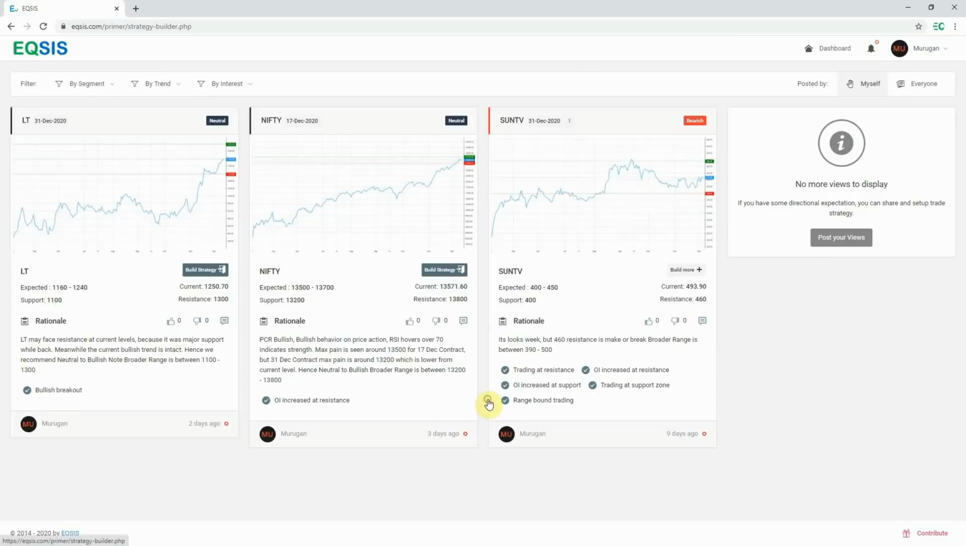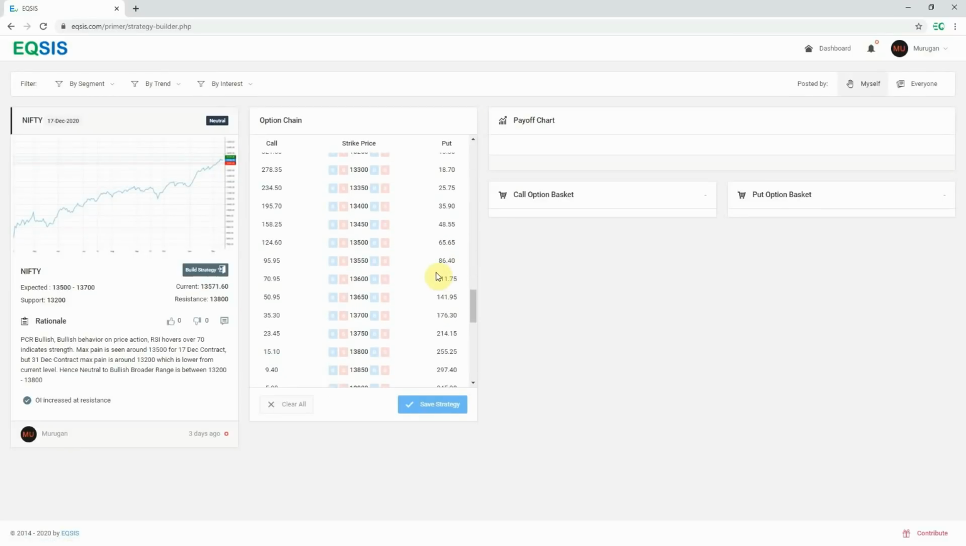So if I set up a trade plan and I have my Nifty here, I'm taking up this Nifty. And if you look at this, when I'm building the strategies, just as I'm presenting this video, the Nifty current price is 13,571. And I was having a directional expectation, which is neutral, and 13,500 to 13,700 is the expected range I'm expecting.